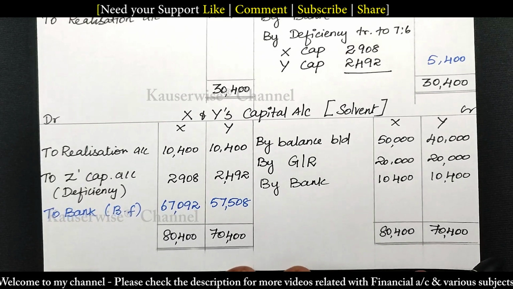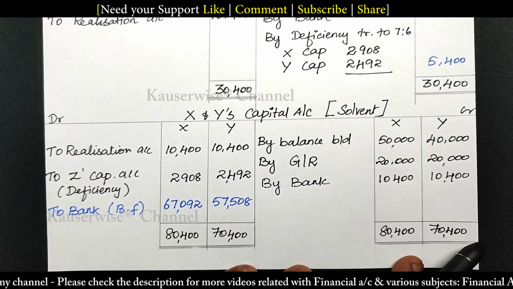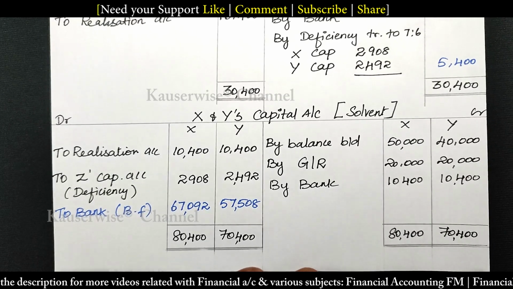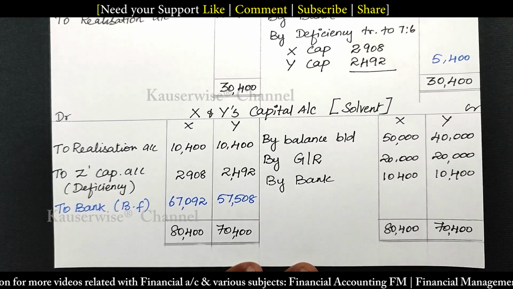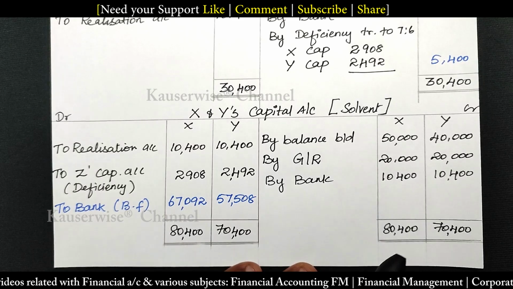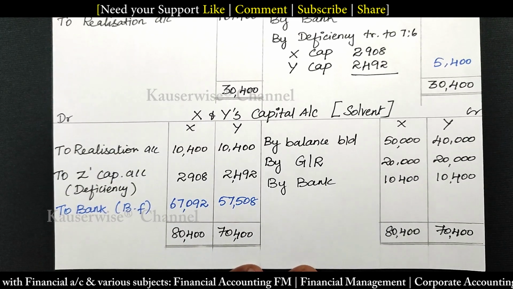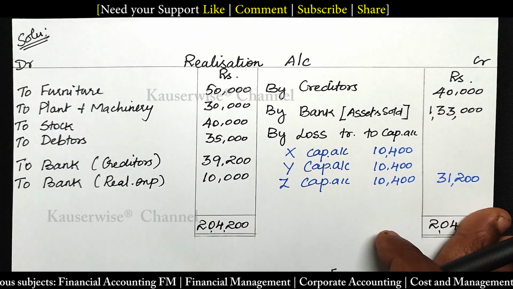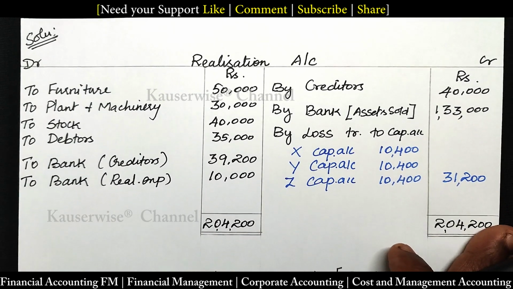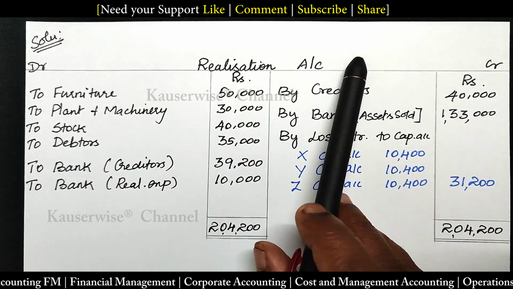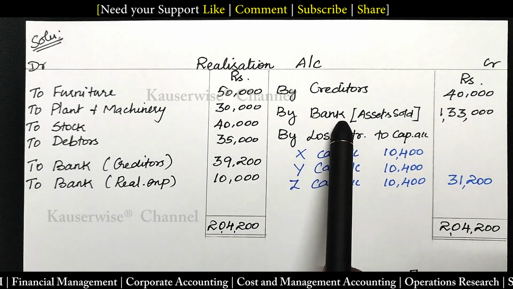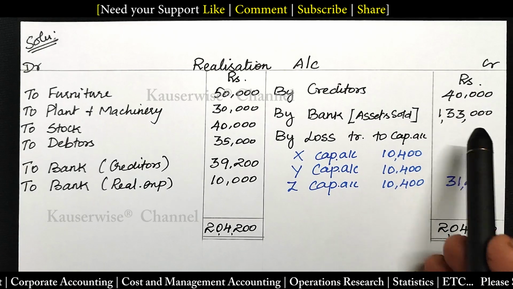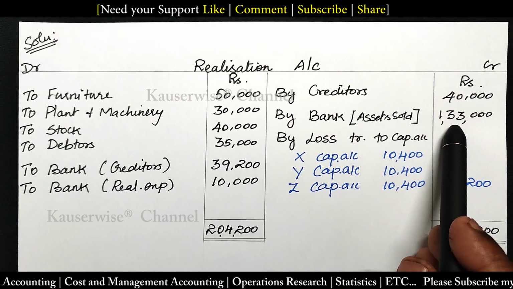Now finally we need to prepare the bank account. In the bank account we are going to enter receipts and payments. Whatever receipts will be entered on the debit side, and all the payments will be entered on the credit side. You can refer to the realization account and capital account in order to prepare the bank account. See, in the realization account, here we have by bank, that is assets realized. This one is a receipt, inflow of cash. This will be entered on the debit side.